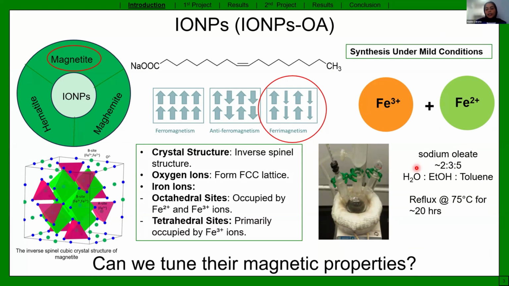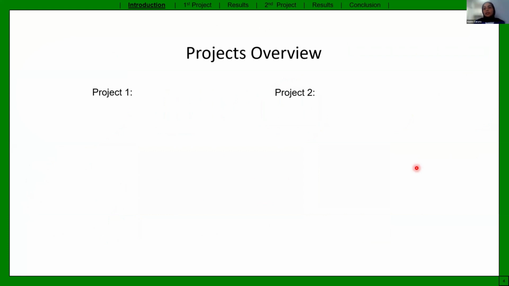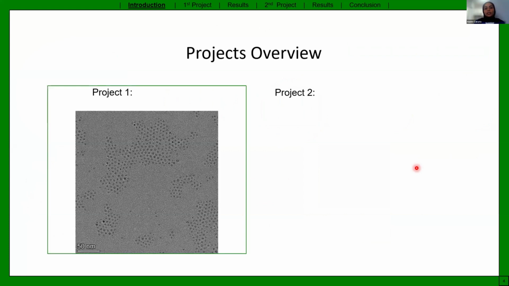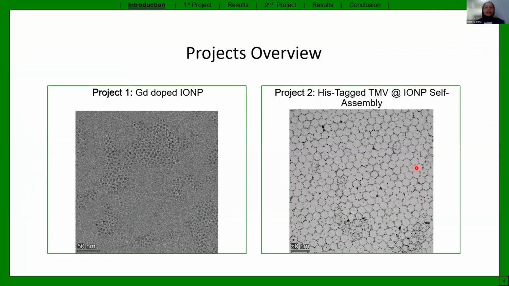Now we come to the central question. Can we manipulate these particles and tune their magnetic properties? And to answer it, I'm working on two interconnected projects. The first project focuses on modifying the core of these particles by doping them with gadolinium. And the second project shifts more toward an application where we're going to self-assemble these particles using the tobacco mosaic virus coat protein. Let's start with the first project.